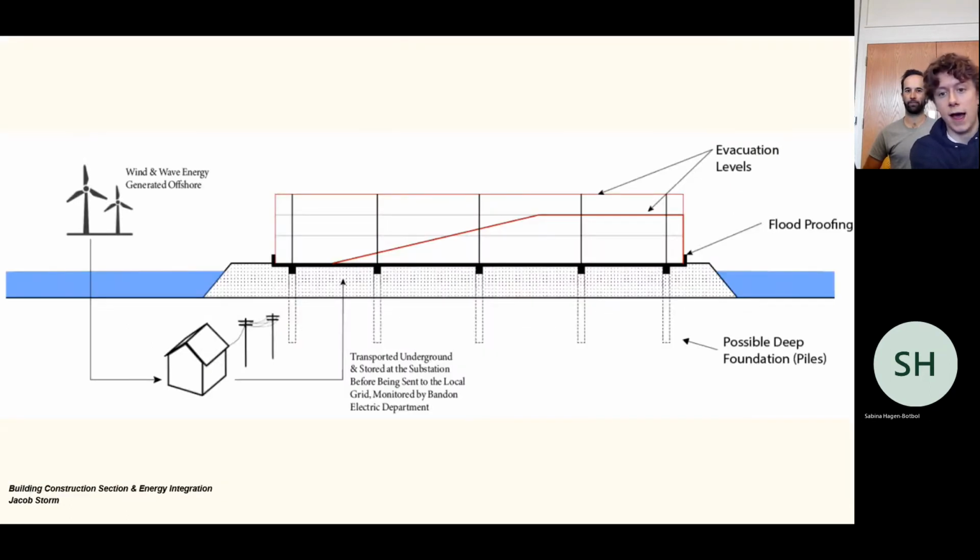This is just an example of how the building could be secured in the event of that, and then also how the electricity is transported underground to be stored at the substation and then distributed to the town.